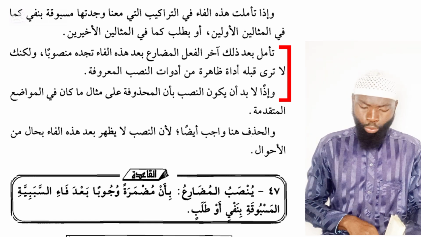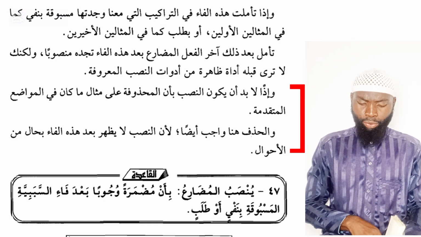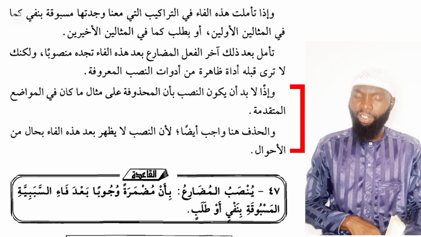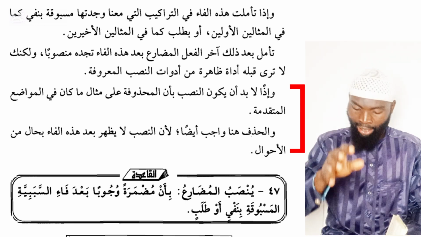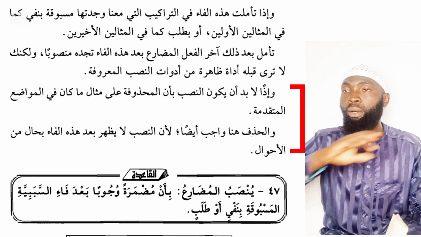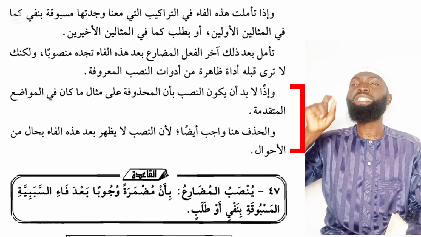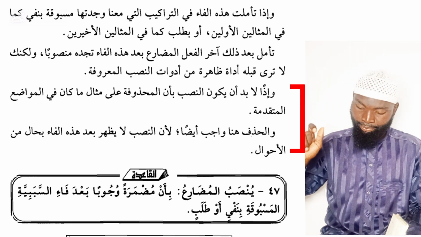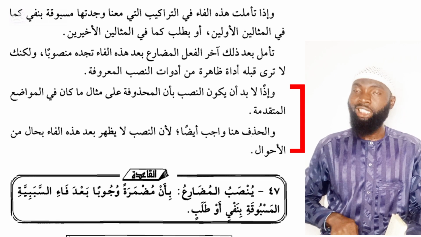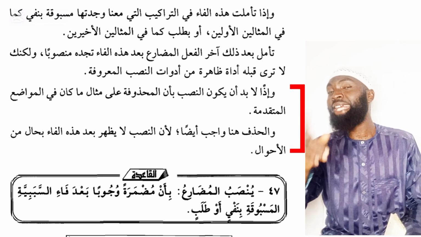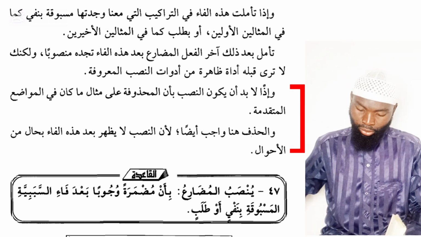وإذا لابد أن يكون النصب بأن المحذوفة على مثال ما كان في المواضيع المتقدمة. You will find out that it is a must that the an must have been hidden, just as we explained in the previous lessons. وَالْحَذْفُ هُنَا وَاجِبٌ أَيْضًا, and omitting the an is also a compulsion.